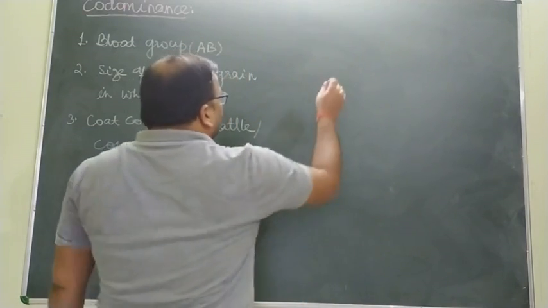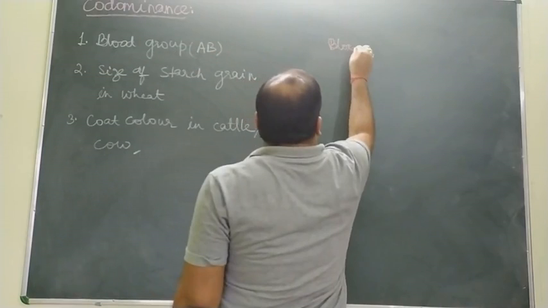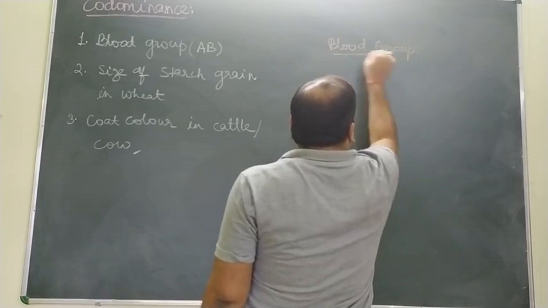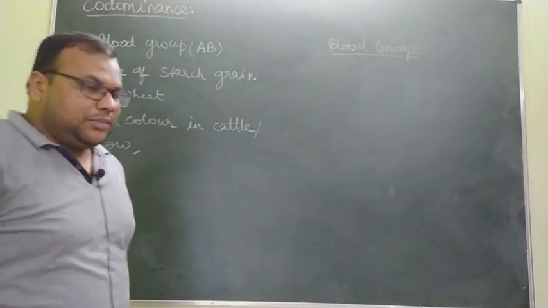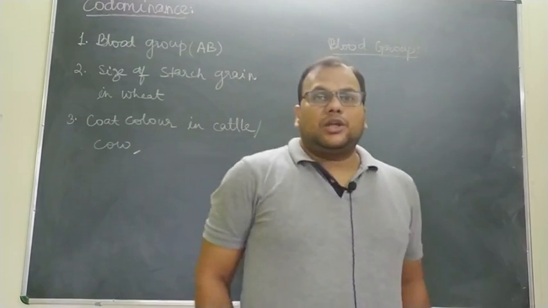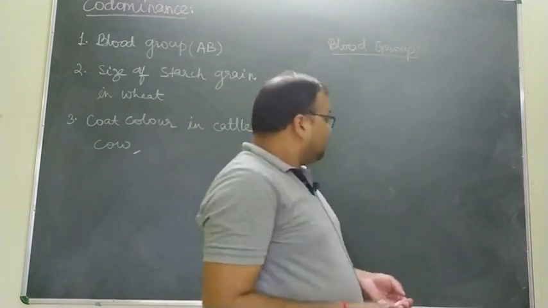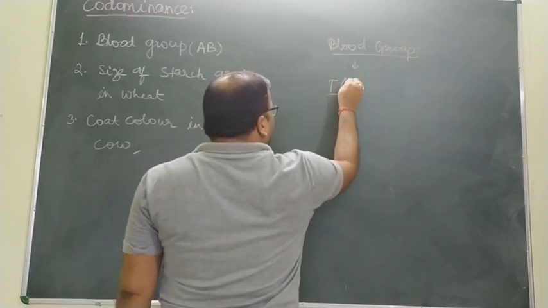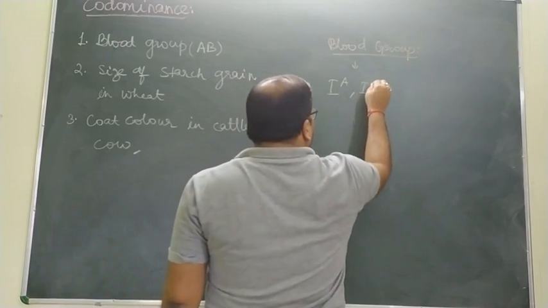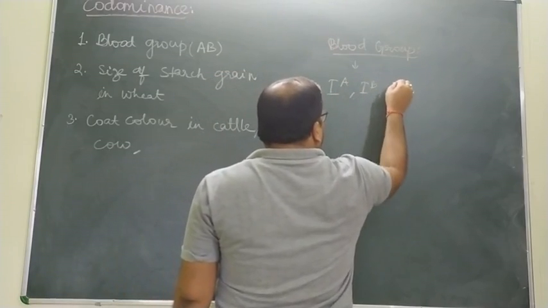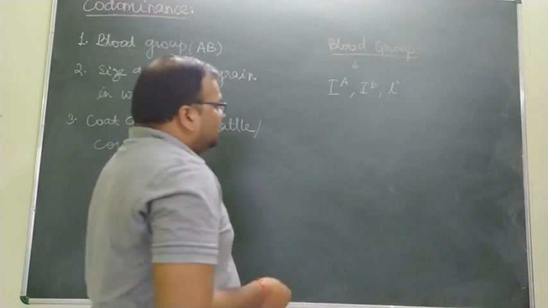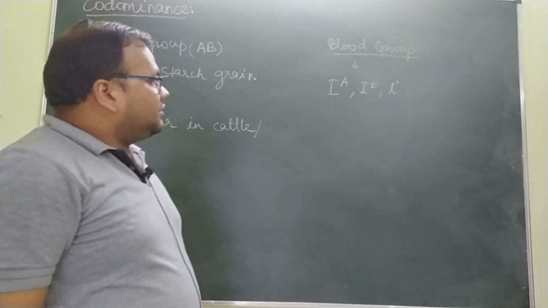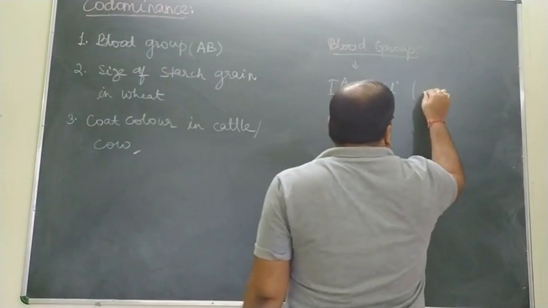In blood group, we know that blood group is also an example of multiple allelism. In human beings, the blood group is determined by 3 alleles. So blood group के लिए 3 alleles हैं, IA, IB and I recessive और I zero. इसको I recessive कहते हैं और I zero. So these are the 3 types of alleles.